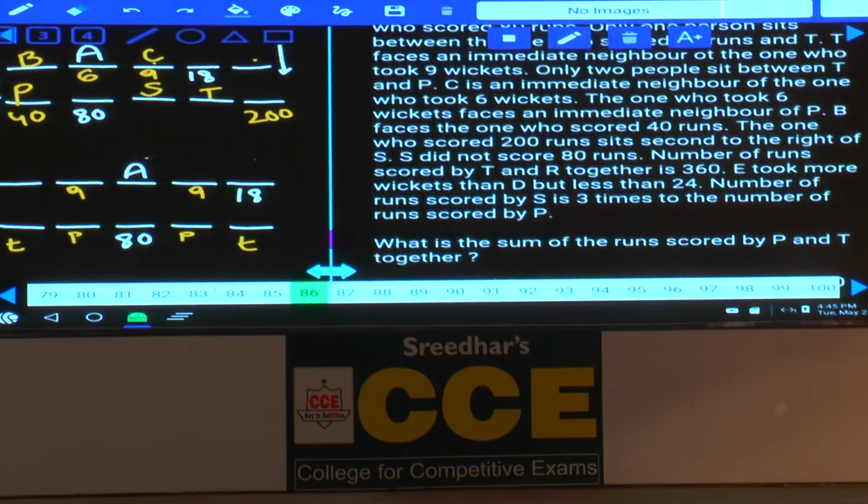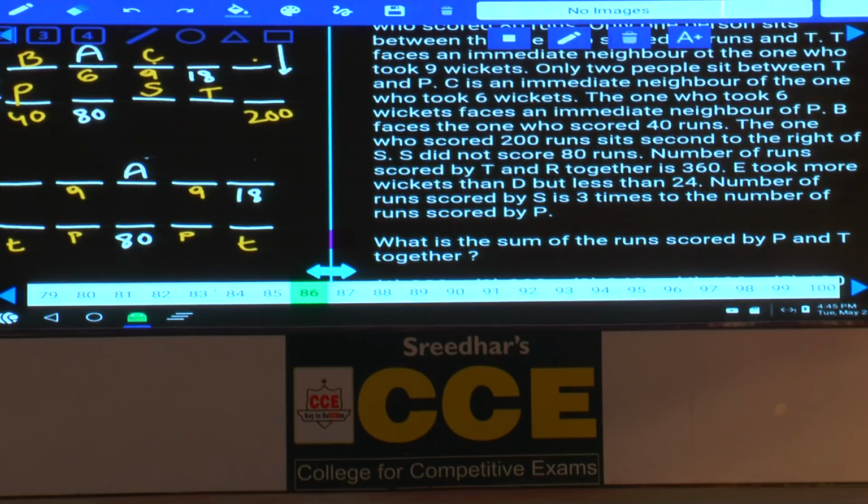Next one, number of runs scored by T and R together is 360. Now R can be here, R can be here. Now tell me, out of which R can be here or not? If R is here, now R is 80. Total sum is how much? 360. T and R is 360, out of which R is 80.